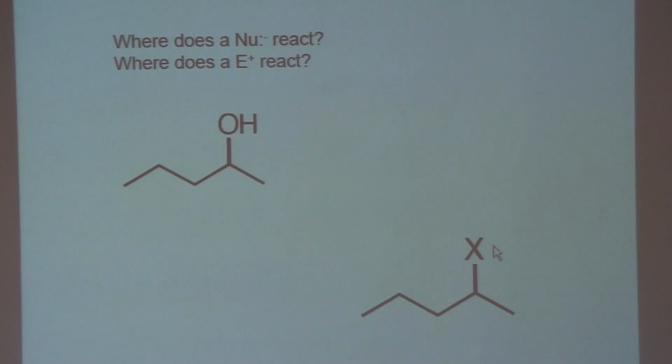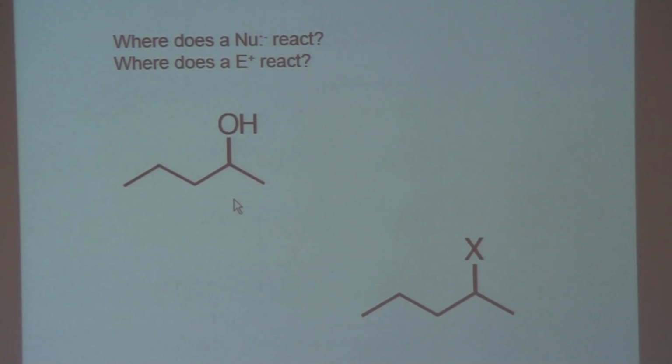Actually, for the reaction you said, for the nucleophile attacking at the alpha carbon for the alcohol reaction, how can it attack at the alpha if there's nothing that's a good leaving group? Yeah, so we have to make this into a better leaving group. We're going to make the OH a better leaving group before a nucleophile can react at the alpha carbon. Got it. Okay, thanks.